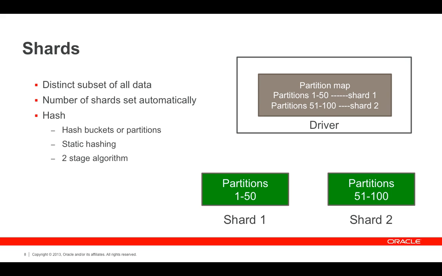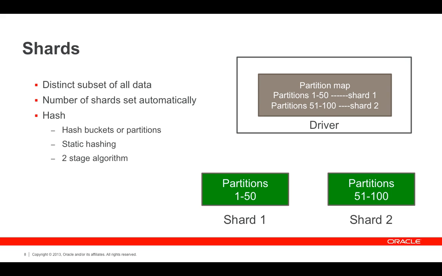What this means is the first stage is mapping the keys to hash buckets or to partitions. So in this example, we have 100 partitions. Okay, so your keys will be distributed across these 100 partitions.